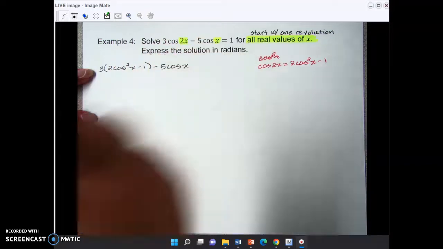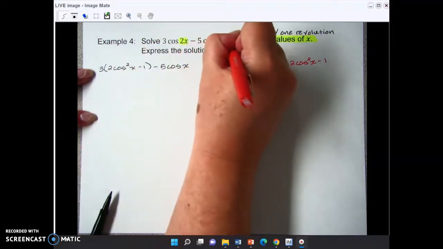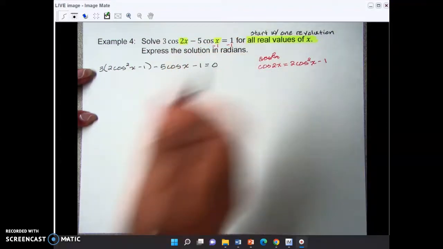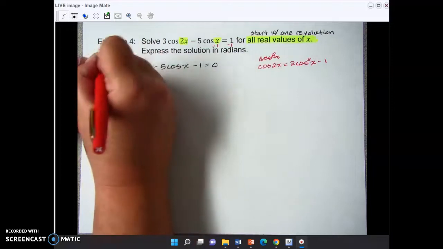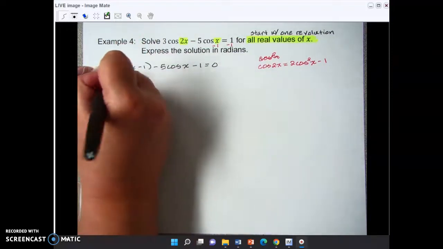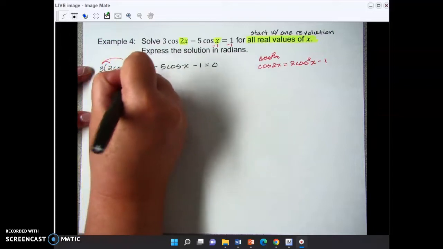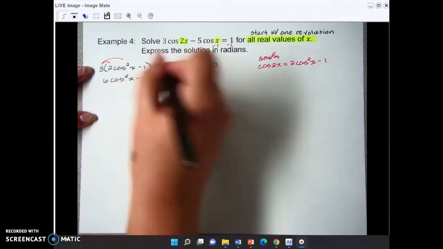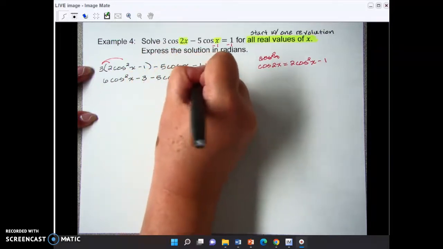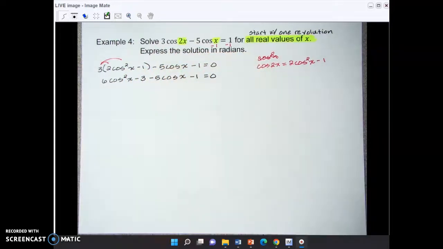And then I'm going to take a little step next and just go ahead and subtract 1 from both sides. So I'm going to say minus 1 is equal to 0. So if I go to simplify this, I'm going to distribute the 3 inside the parentheses. So that gives me 6 cosine squared of x minus 3. Then we get minus 5 cosine of x minus 1 is equal to 0.